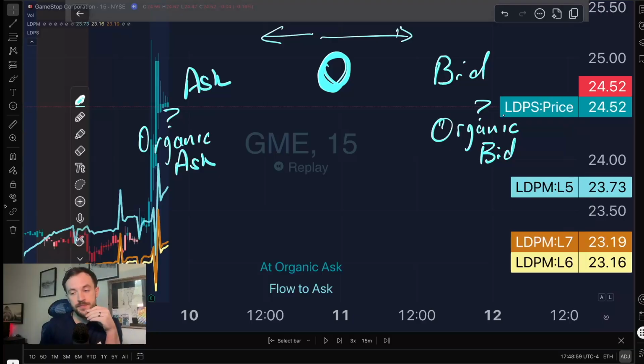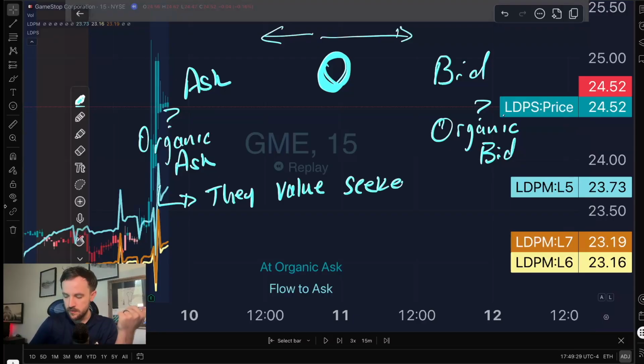I'm trying to think how much detail to give on the bid and the ask. I'm assuming you understand what a bid and the ask is. But I do feel it's important to point out that the traditional understanding of the bid and the ask is not complete in the markets, at least that I've seen. And we're going to highlight that here. So if someone's an organic ask, what does that mean? Well, it means that they are value seekers. And this is true for both the organic bid and the organic ask.